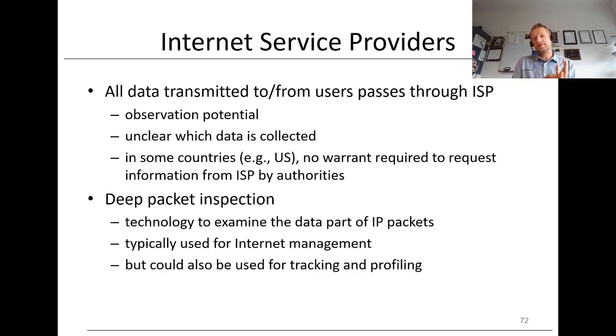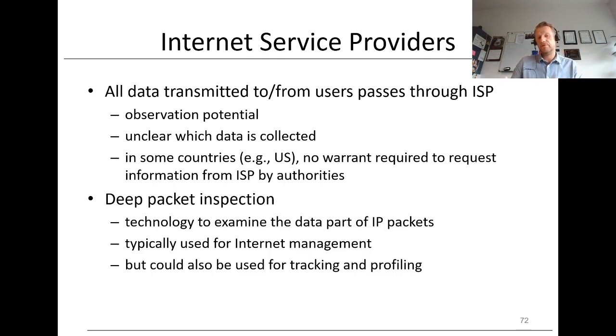Internet service providers can see the data at the lowest level of detail. So they can see all the data transmitted to or from users that passes through their routers, right? So these internet service providers have a lot of observation potential. They can see what data is actually being sent through the network that they're managing. In some countries, like the United States, no warrant is required for the authorities to request information from the ISP. So the state can require certain types of internet service providers, like America Online, AOL, to provide information about the data that has passed through their networks, through their routers.